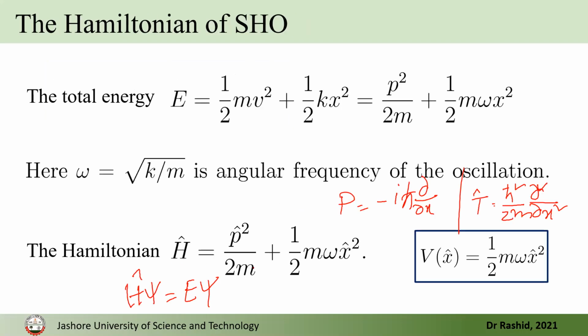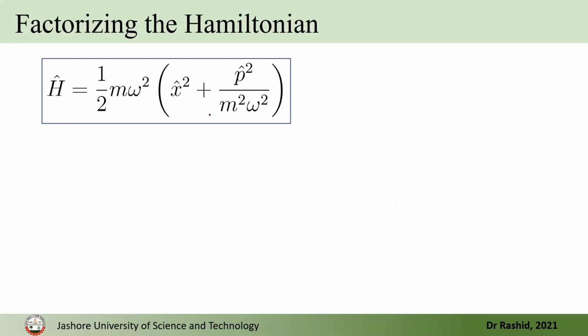So now this is the Hamiltonian. If we take half m omega square out and write it like this, you can clearly see that this one is a square term, and this is also a square term. So the things in the parentheses just look like a square plus b square. If we want to factorize this using complex numbers, we can write it this way.